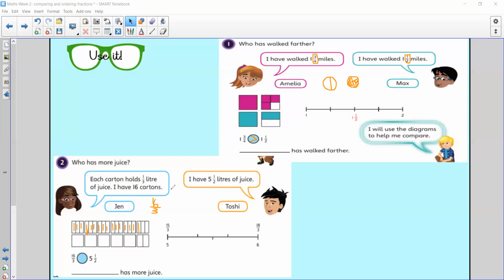And Toshi has 5.5. So you can see he's got 1 whole, 2 wholes, 3 wholes, 4 wholes, 5 wholes, and 1/2. Now you can see that my 16 thirds finishes there on that whole. This one finishes here, so I can see who has more juice. Let me just check that question. More juice, so I want the larger number. Toshi has got the larger number, so 16 thirds is less than. So I need to remember that when I see the smaller side, I say less than 5.5.